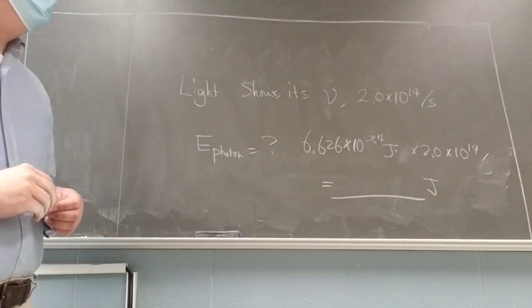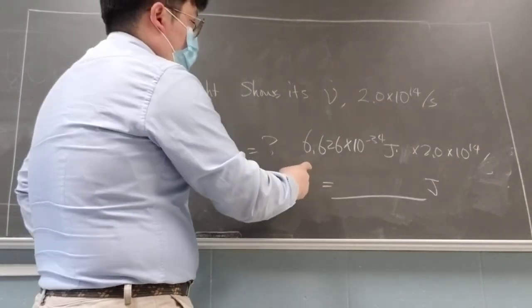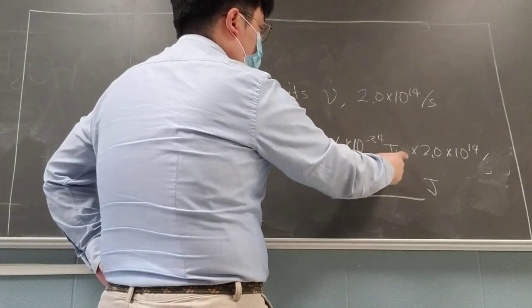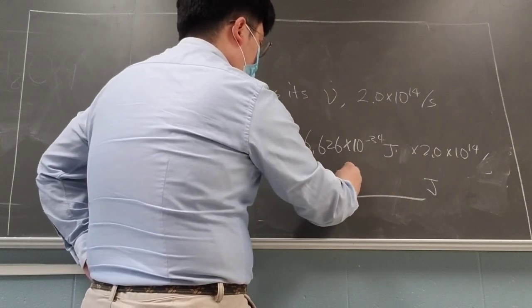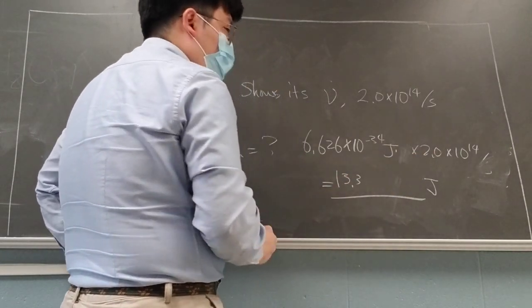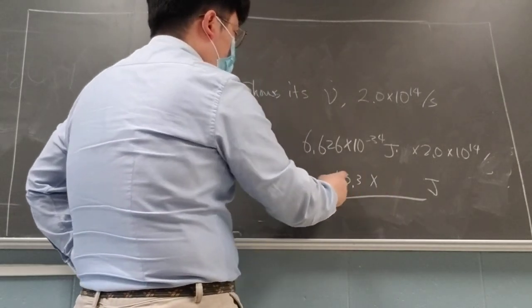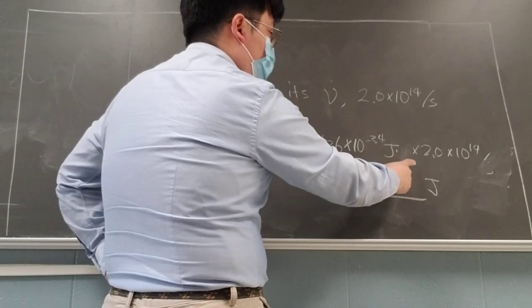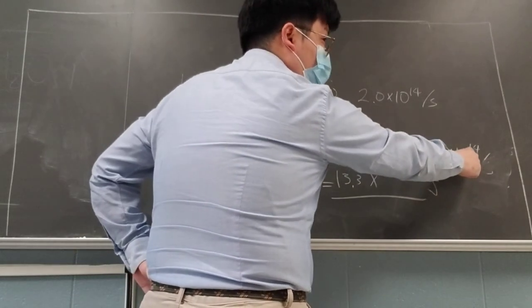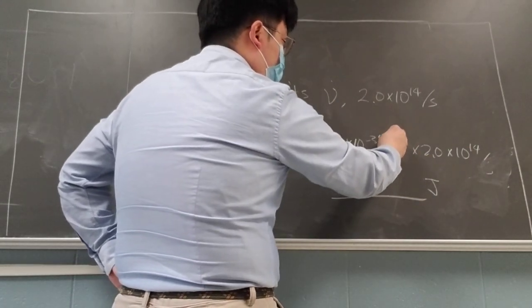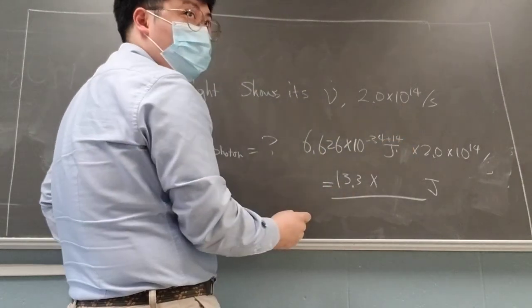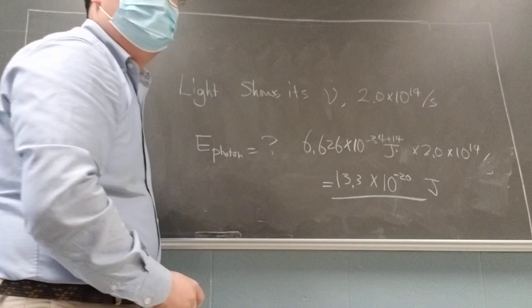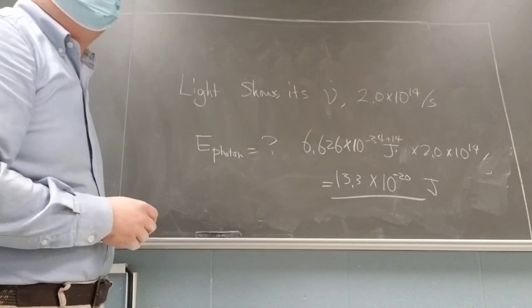So 6.626 times 2 is about 13.3, and then times 10 to negative 34. This is multiplied by 10 to 14, which is the same as adding 14 to the exponent. So that's 10 to the negative 20th. This is a simple way to calculate it.